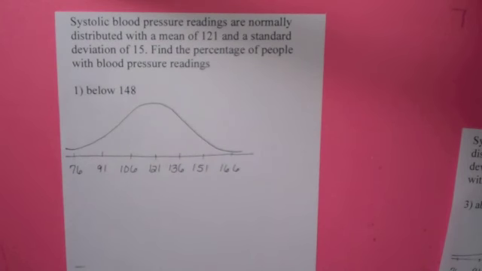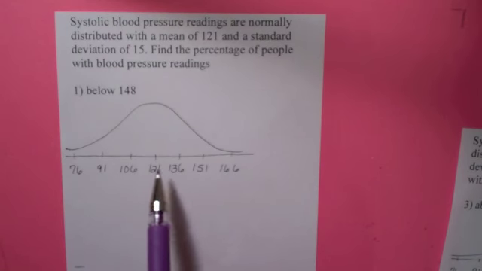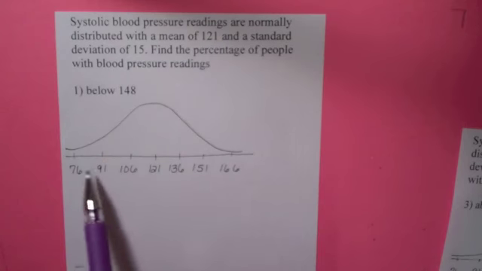Systolic blood pressure readings are normally distributed with a mean of 121 and a standard deviation of 15. Find the percentage of people with blood pressure readings below 148. Okay, so the first thing I notice, it says it's a normal distribution. So I'm going to draw my normal curve. It says the mean is 121, so the 121 goes in the middle. Standard deviation of 15, so I label my tick marks 15 above, 15 below on each side.